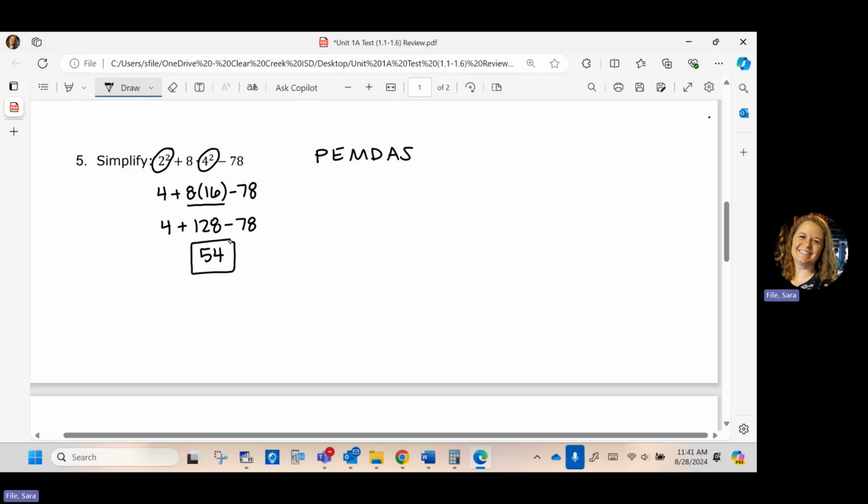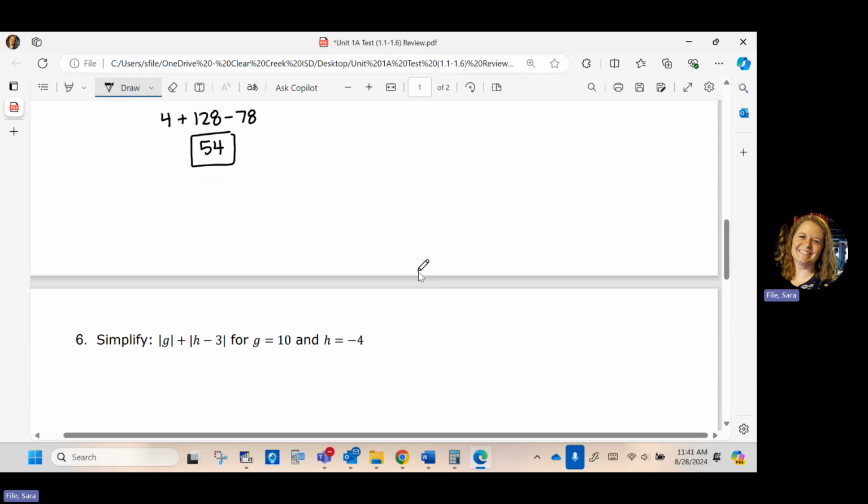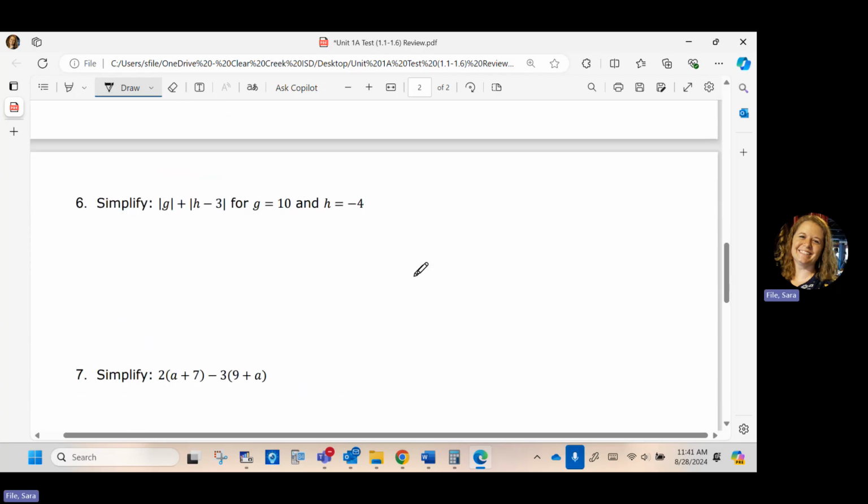Okay, so your whole first page should be checked and correct. And again, you are showing work. Show work, show work, show work. Okay, you can get partial credit on the test with your work.